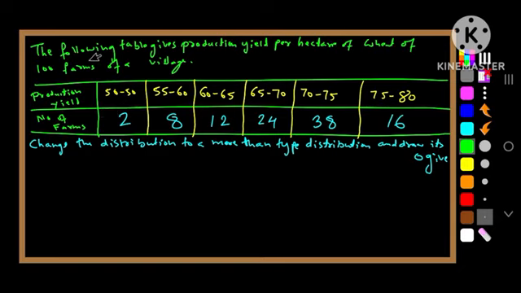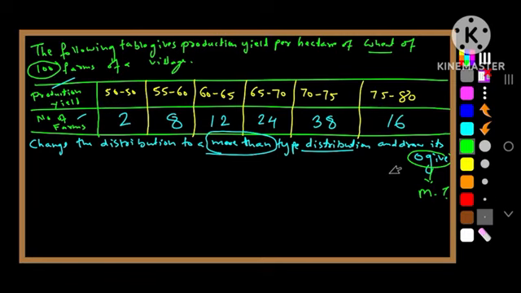So this is our next question. The following table gives production yield per hectare of wheat of 100 farms. So there are 100 farms. This is the data, this is the class interval and this is the frequency. You have to change the distribution to a more than type distribution and find out the ogive, and this ogive should be more than type. Now let us see how to calculate the ogive curve.